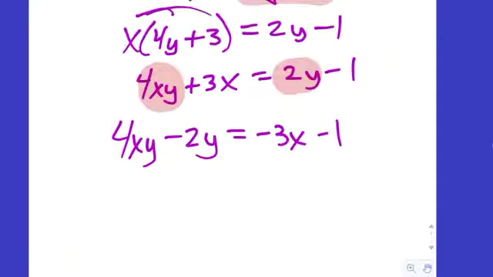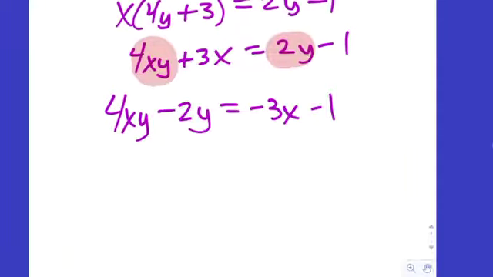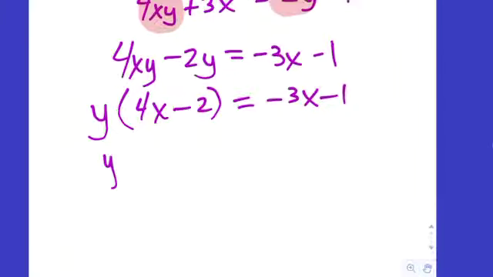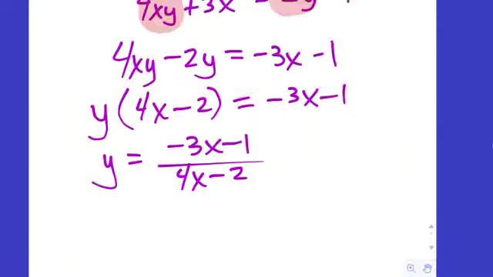Now, how are we going to get a single y factor on the left when those are not like terms? If it was just 4y minus 2y, we can combine them and call it 2y, but there's an x in the first term. So we can factor it out. That's what you're going to have to do. You're going to have to factor out the y. So then you're left with 4x minus 2 equals negative 3x minus 1. And now you're almost there. Now you divide through by 4x minus 2. And you get y as negative 3x minus 1 all over 4x minus 2.